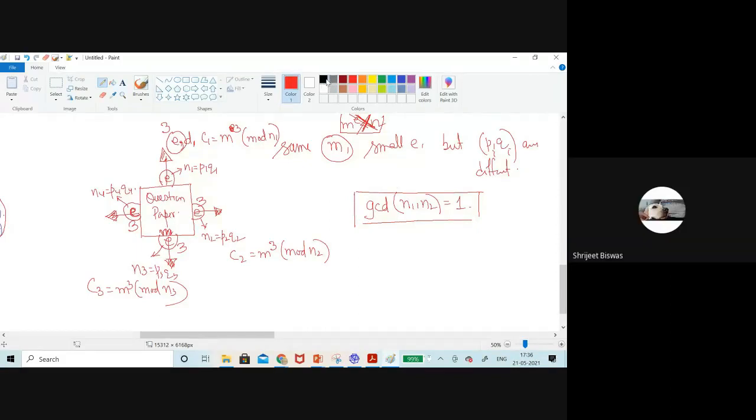So since N1 and N2 are already co-prime with E, N1 and N2 also have to be co-prime with themselves, because they share the same E.